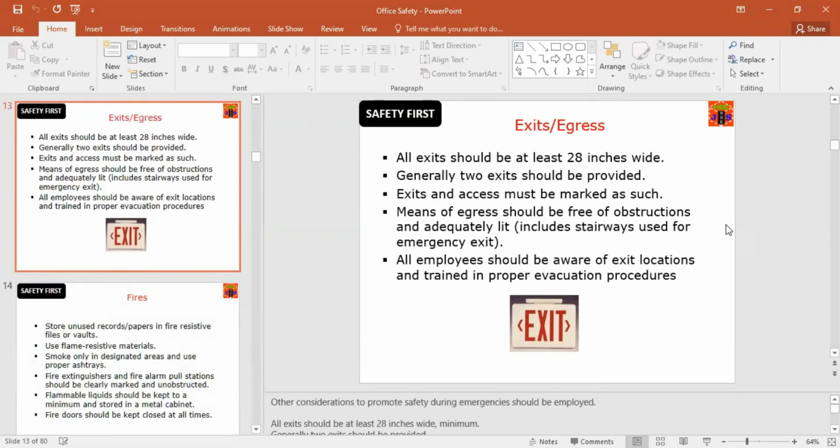Let us look at what is required for exits and egress. All exits should be at least 28 inches wide. Generally, two exits should be provided. Exits and access must be marked as such. Means of egress should be free of obstructions and adequately lit, including stairways used for emergency exit. All employees should be aware of exit locations and trained in proper evacuation procedure.